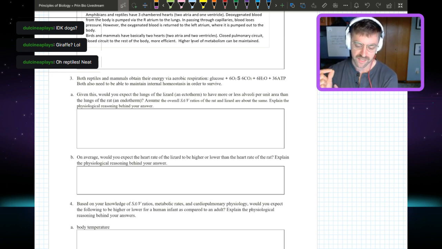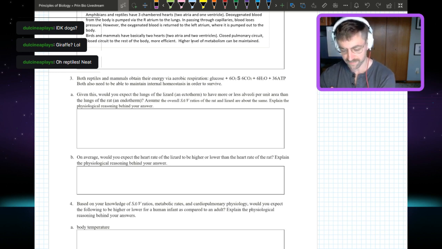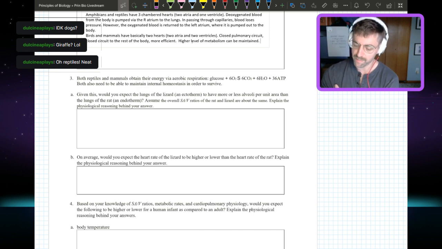Given this, would you expect the lungs of the lizard, an ectotherm, to have more or less alveoli per unit area than the lungs of the rat, an endotherm? Assume that the overall surface area to volume ratios of the rat and the lizard are about the same, and explain the physiological reasoning behind your answer. Any thoughts?